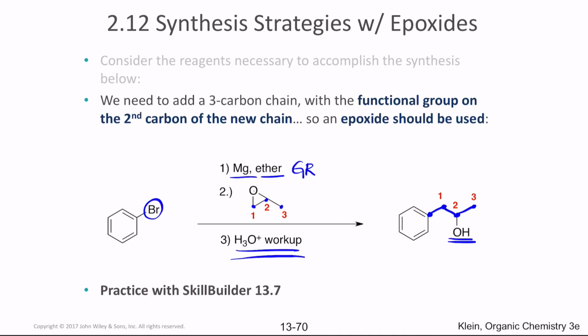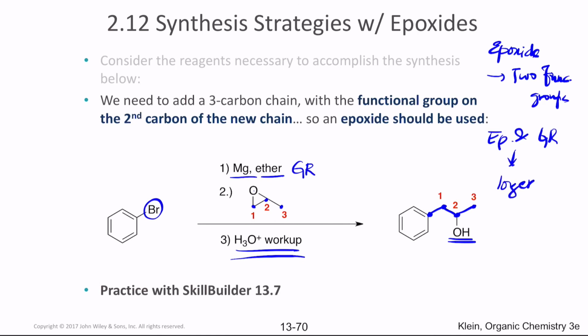So these are the common ones that are used. Again, I'll repeat it: you can use an epoxide when you want to put two functional groups on adjacent carbons, or you can use an epoxide and a Grignard reagent to create a longer carbon chain. So this is the idea behind the synthesis strategies with epoxides.